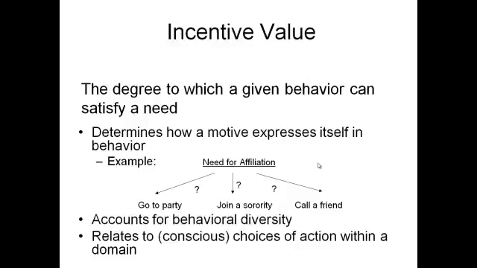Certain behaviors are going to be more effective at satisfying a need than others. And we have to choose among the many different behaviors that can help us satisfy a need. So, for example, let's say we have a high need for affiliation. We want to be with other people. We want to socialize. What can we do? We could go to a party. We could join a sorority. We could call a friend. All three of those behaviors would satisfy that need.